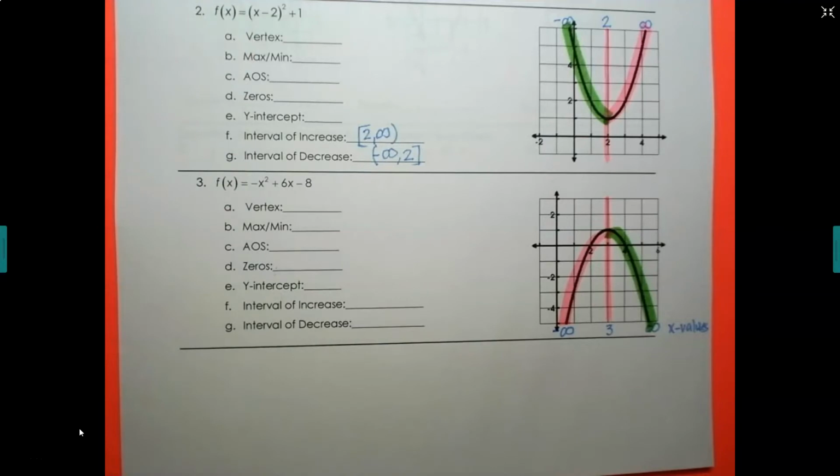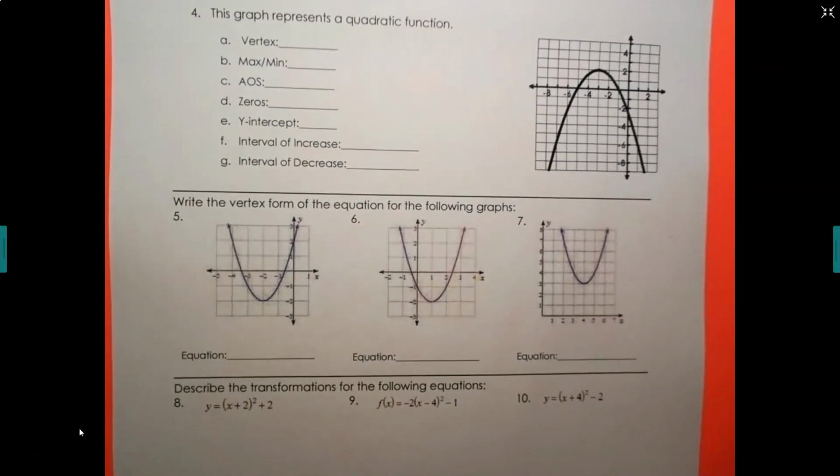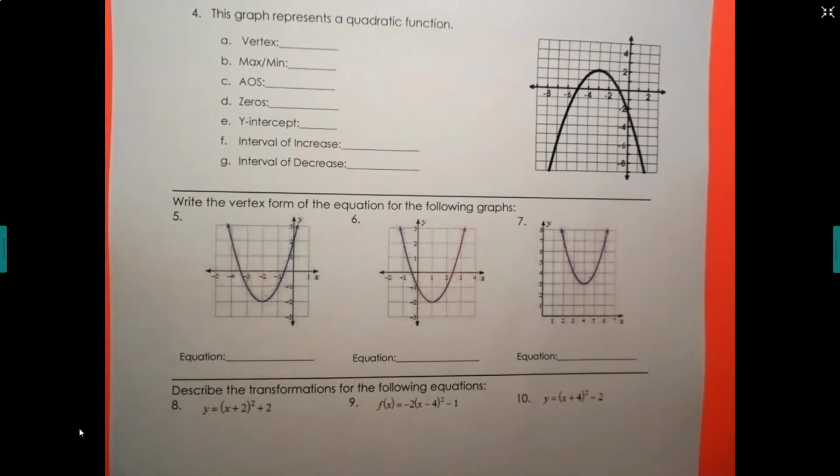So go ahead and answer the rest of these on this page. And then on this back page, answer all of these questions. When you're done, take a picture, upload it, and email me if you have any questions.